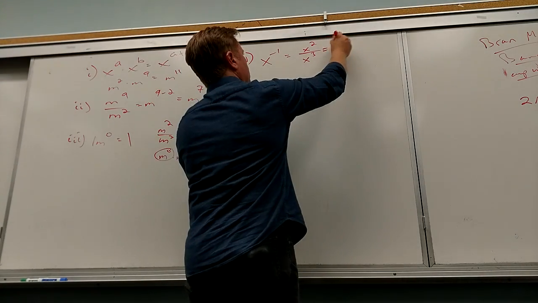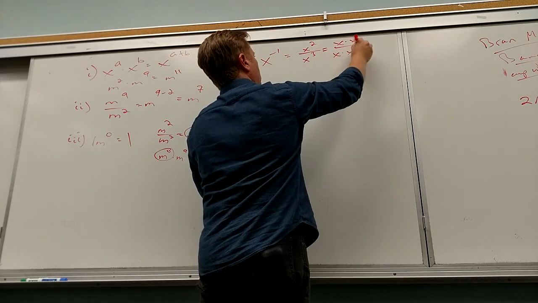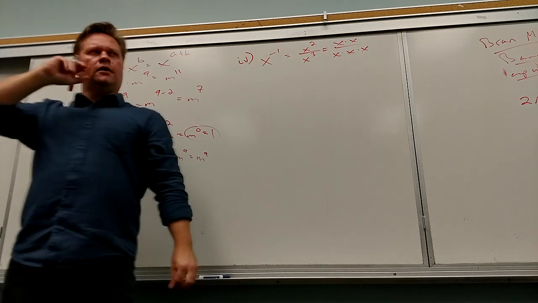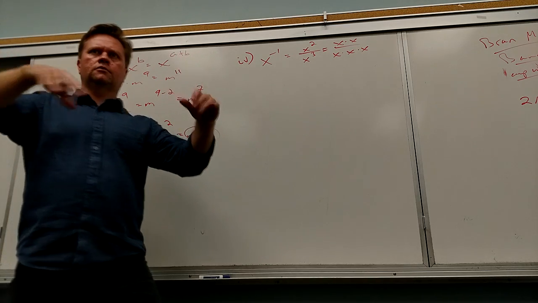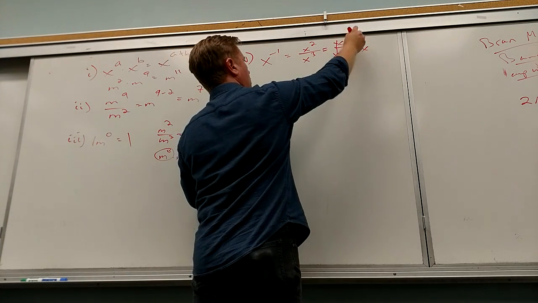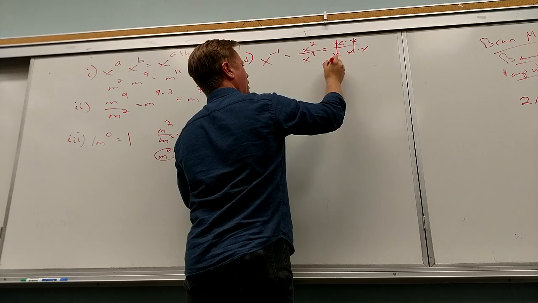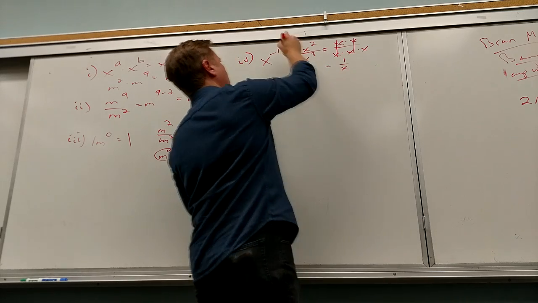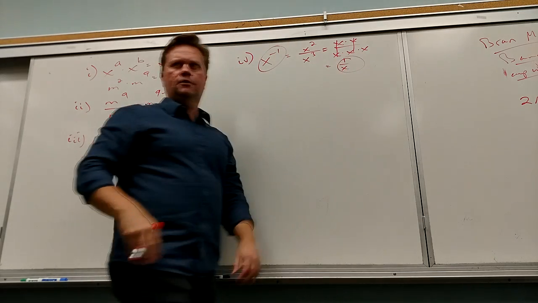How can I write this? Like that. And then what cancels? The 2 on top and 2 on the bottom. And what's left? 1 on the bottom. There you go. That's why x to the -1 is 1 over x.